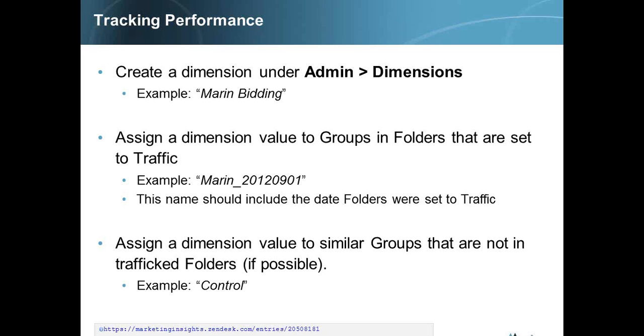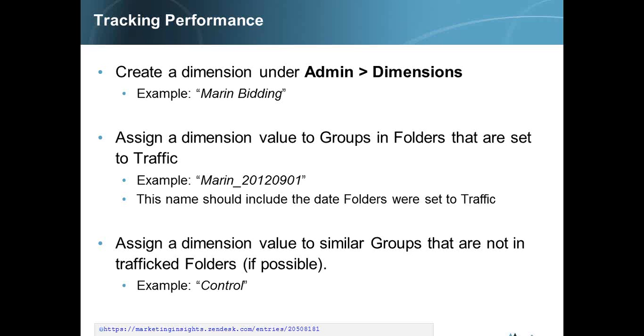So tracking performance. Dimensions can be used to track performance. Setting up a dimension when bidding is launched will help identify performance, as you can aggregate data from all groups being bid on. To do so, create a dimension under the admin link, the dimensions tab. A great example would be setting up a Marin bidding dimension, and then assign a dimension value to groups and folders that are set to traffic.